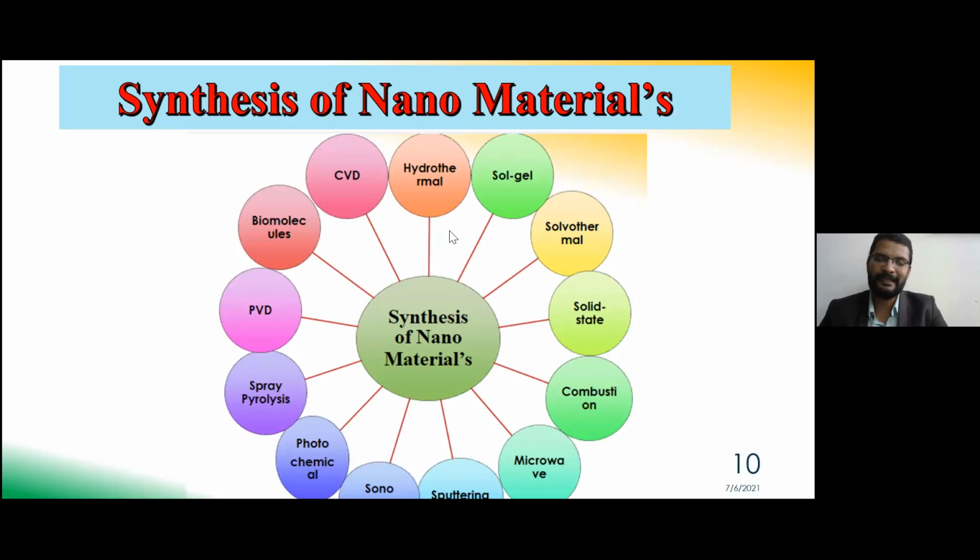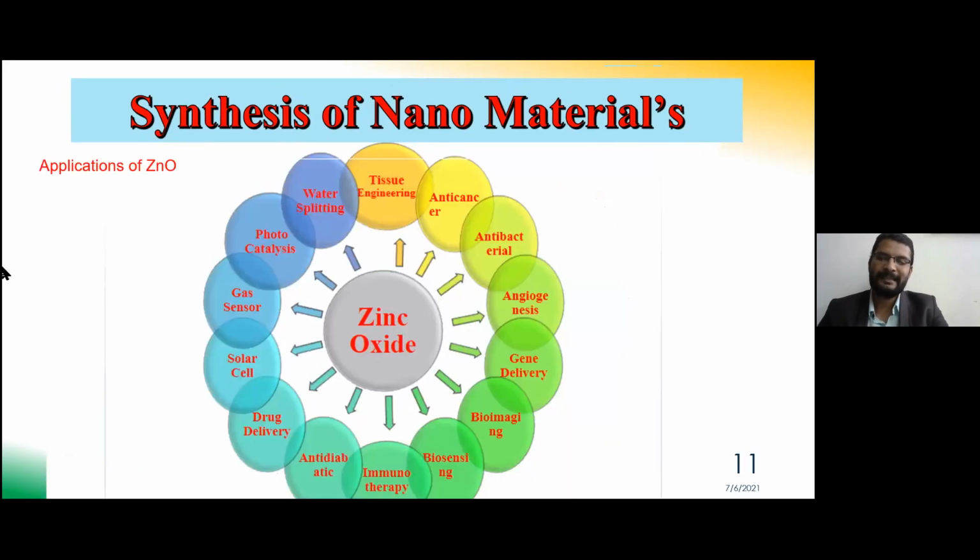Among these photocatalysts, zinc oxide is one of the best. It is an n-type semiconductor, and it can be used for tissue engineering, anti-cancer, gene delivery, biogenesis, antibiotic material, drug delivery, solar cells, gas sensors, photocatalysis and water splitting. It has many applications. So we are trying to synthesize such two-dimensional zinc oxide nanomaterials.